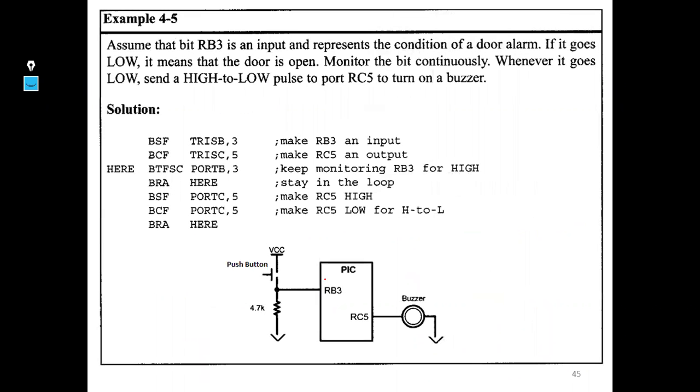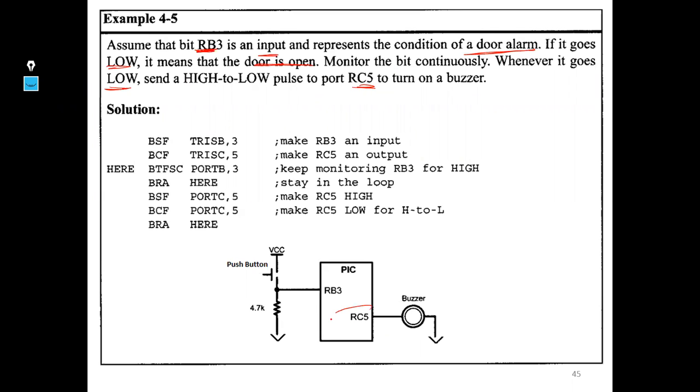Let's see another example. Here we have an example from the textbook. I have assumed that RB3 is an input pin and represents the condition of a door alarm. We have here just a contact switch connected to the door. If it goes low, it means that the door is open. So we have to monitor this bit continuously. Whenever it goes low, meaning the door is open, we have to send a high to low pulse to RC5.